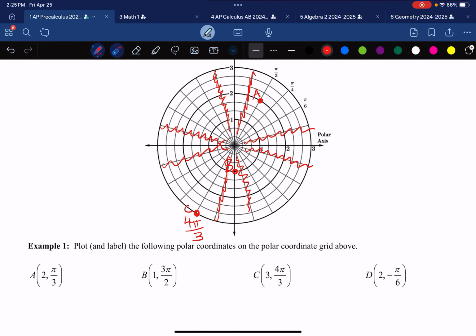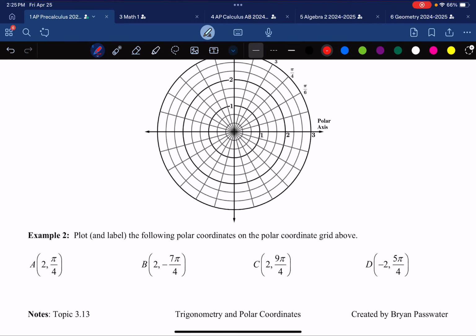And then finally, we have negative pi over 6. So I'm going to rotate pi over 6 in the clockwise direction, and I'm going to go out a distance of 2 along this line. And then 2 is this distance right here. And there's my last point, D. All right, let's try another one.